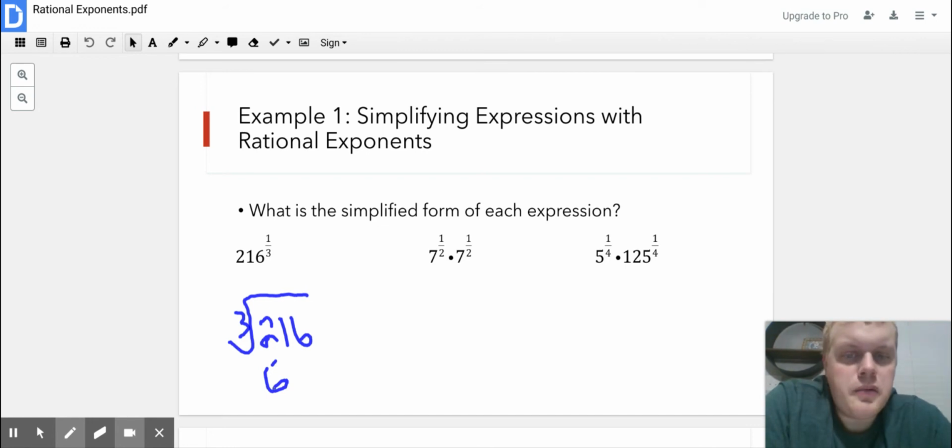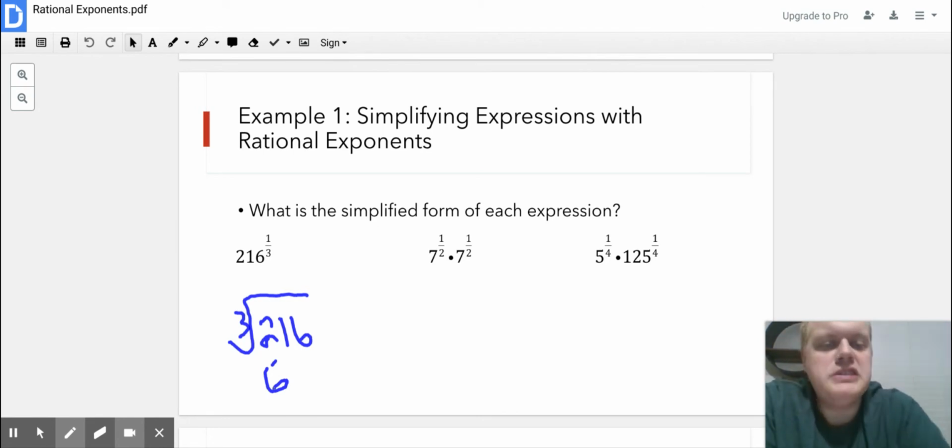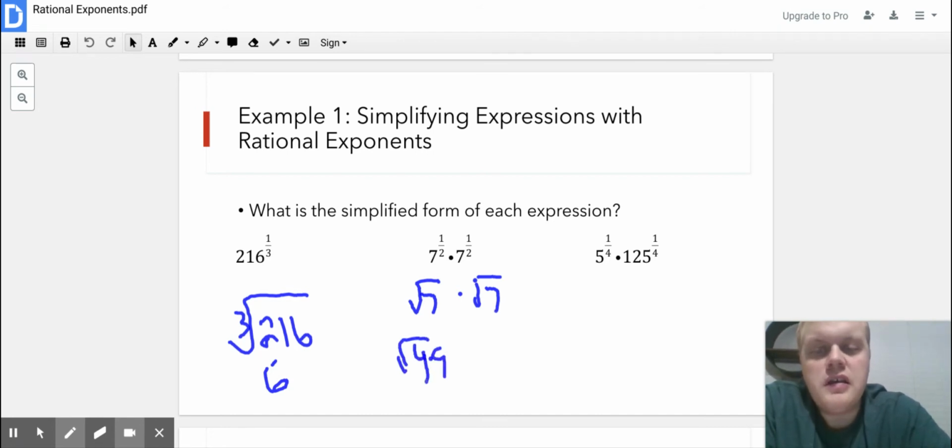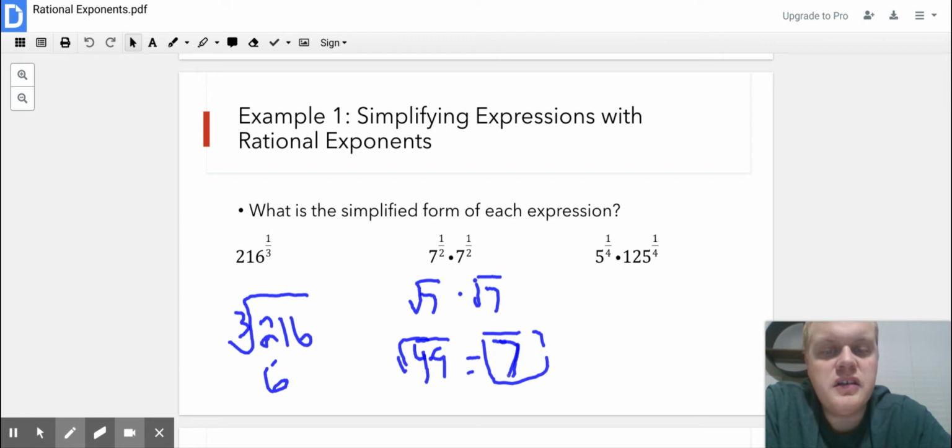All right, second example here. So we're going to go ahead and rewrite these into radical form. So 7 to the 1/2 power would just equal the square root of 7. And 7 to the 1/2 power would also be the square root of 7. Now I can multiply these radicals here. So radical 7 times radical 7 would give me radical 49, which is a perfect square. So that should reduce down to 7.